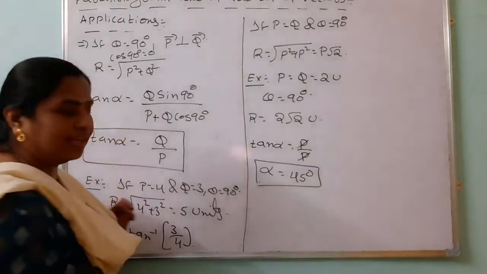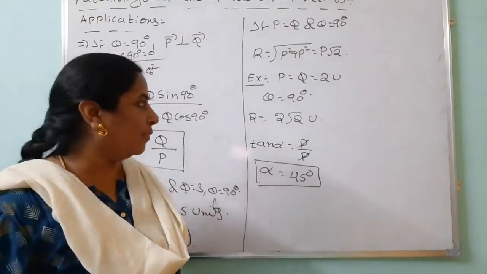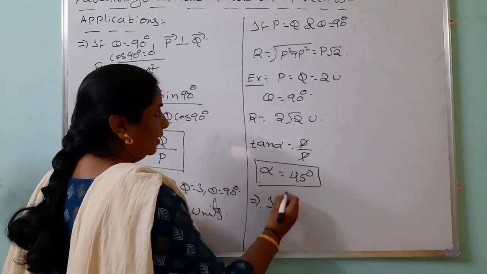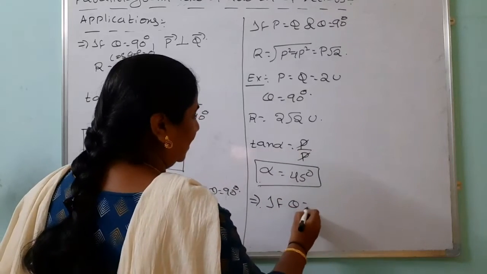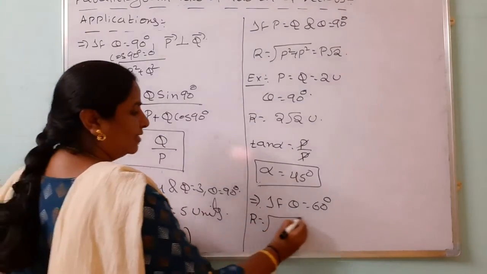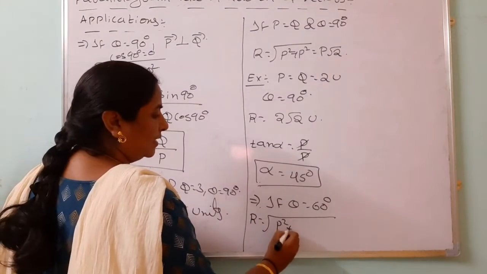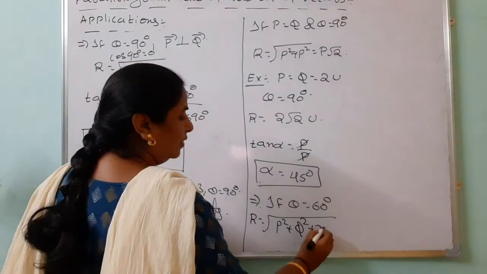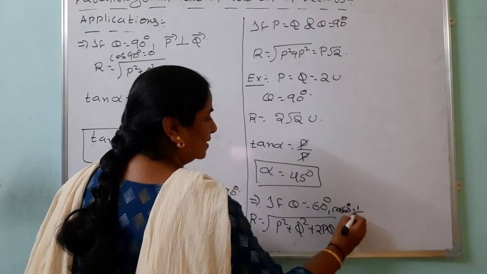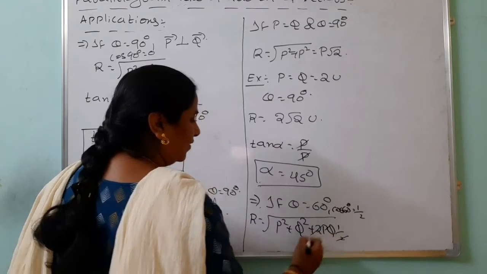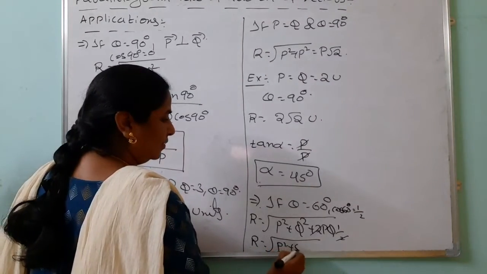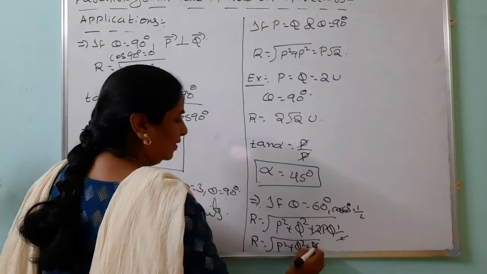Resultant is making an angle 45 degrees. One more application. If theta equals 60 degrees, how to find out the resultant? R equals under root P square plus Q square plus 2PQ cos 60, and cos 60 is 1 by 2. After simplification, R equals under root P square plus Q square plus PQ.